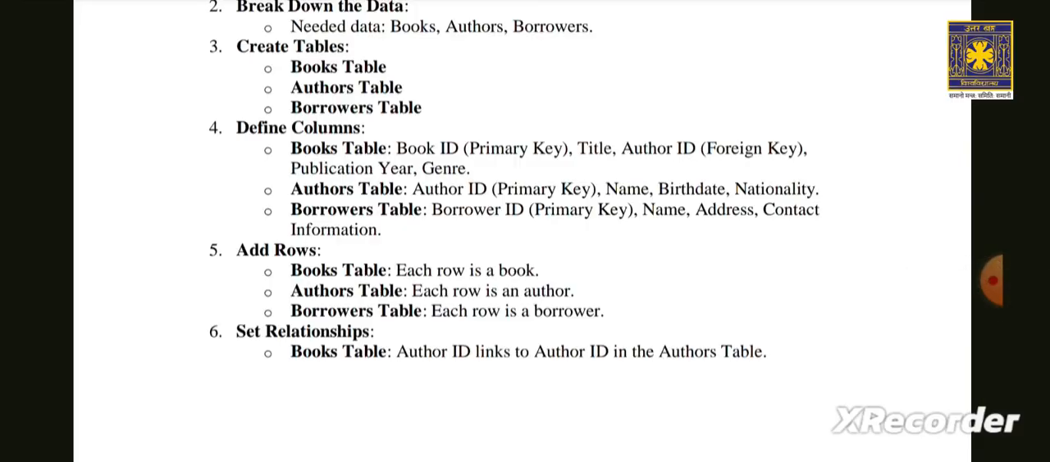Then add rows to each table. Each row represents a single item of data. In the books table, each row would be a different book. In the author table, each row represents an author, and in the borrowers table, each row represents a borrower.